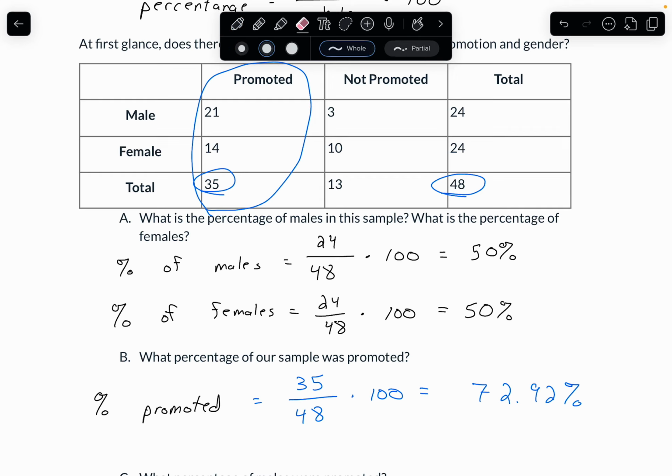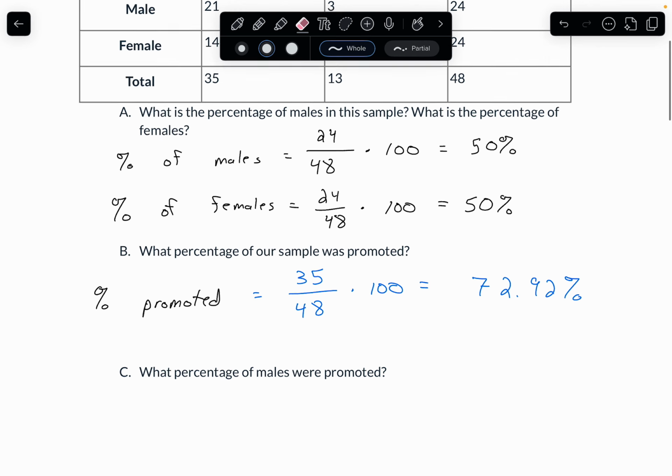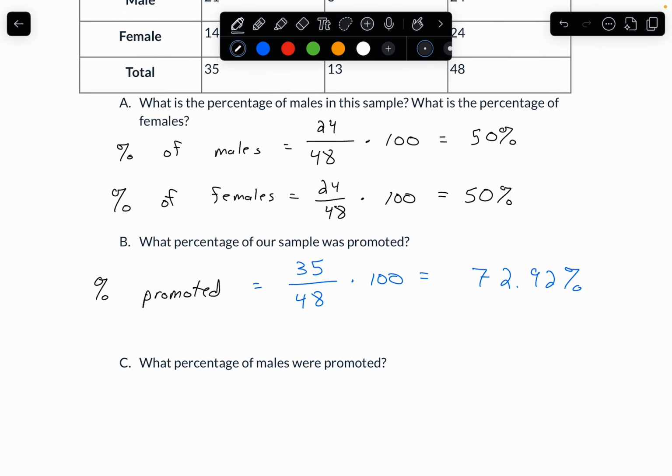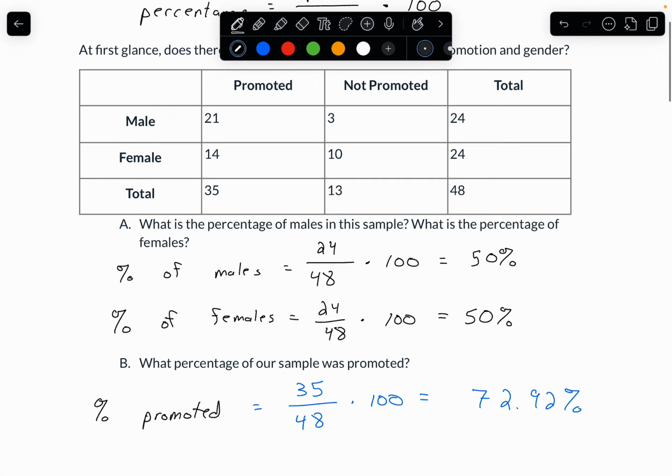Cool. Moving on to part C. Part C says what percentage of males were promoted. Now this part is a little bit tricky. This says of males, so I'm not considering the total number of individuals here. I want to know the percentage of males that were promoted. What that means is I'm only going to be looking at the males row right here. In this particular part of the problem, the males are the only group that I'm considering. They're the only ones that I care about in order to answer this question.